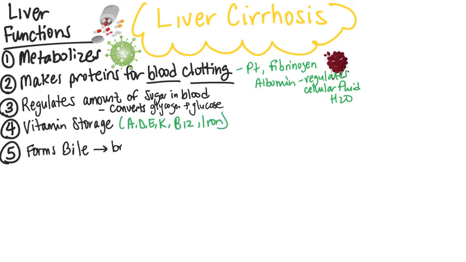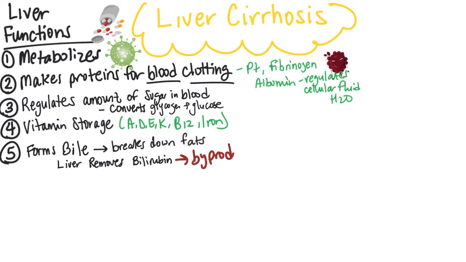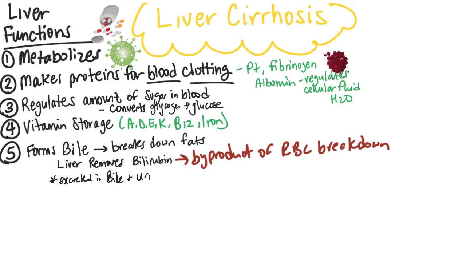Next, the liver forms bile, which breaks down fats. The bile goes down the bile duct into the duodenum and helps to break down fat. The liver also removes the bilirubin, and bilirubin is created when red blood cells break down. It is considered the byproduct of red blood cell breakdown. Now, some of the bilirubin gets excreted within the bile itself, and some of it goes out through the urine. Bile is actually what gives the stool the brown color.